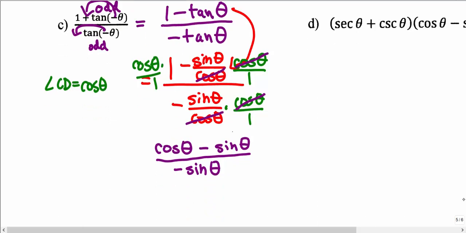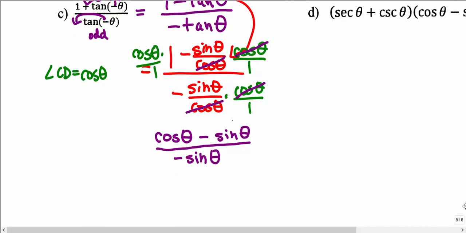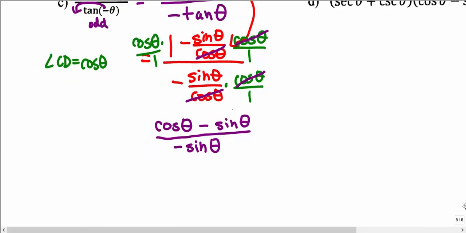Now we were asked to give our answer without any fractions in it, so we went from a complex fraction to a simple fraction, but we still have a fraction, and we want to be able to reduce this to something that's not a fraction. So we have an important technique that we want to talk about. If I have two terms that are being added and subtracted on top of the same denominator, we can actually separate this into two separate fractions where they each have their own separate denominator. So instead of sharing minus sine theta, we're going to give them each their own minus sine theta.